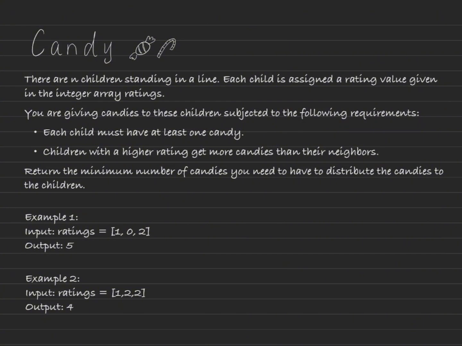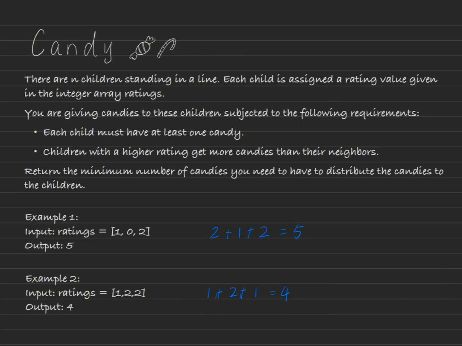Now let's look at two examples. In the first example, the input ratings are 1, 0, 2. So we can assign 2 candies to the first child, 1 candy to the second child, because it has to have at least 1 candy, but it has to be less than what the first child has. And again, 2 candies to the third child. And to add them up, you get an output of 5. In the second example, the input ratings are 1, 2, 2. And the assignments can be 1 candy, 2 candies, and 1 candy. And their sum is 4.